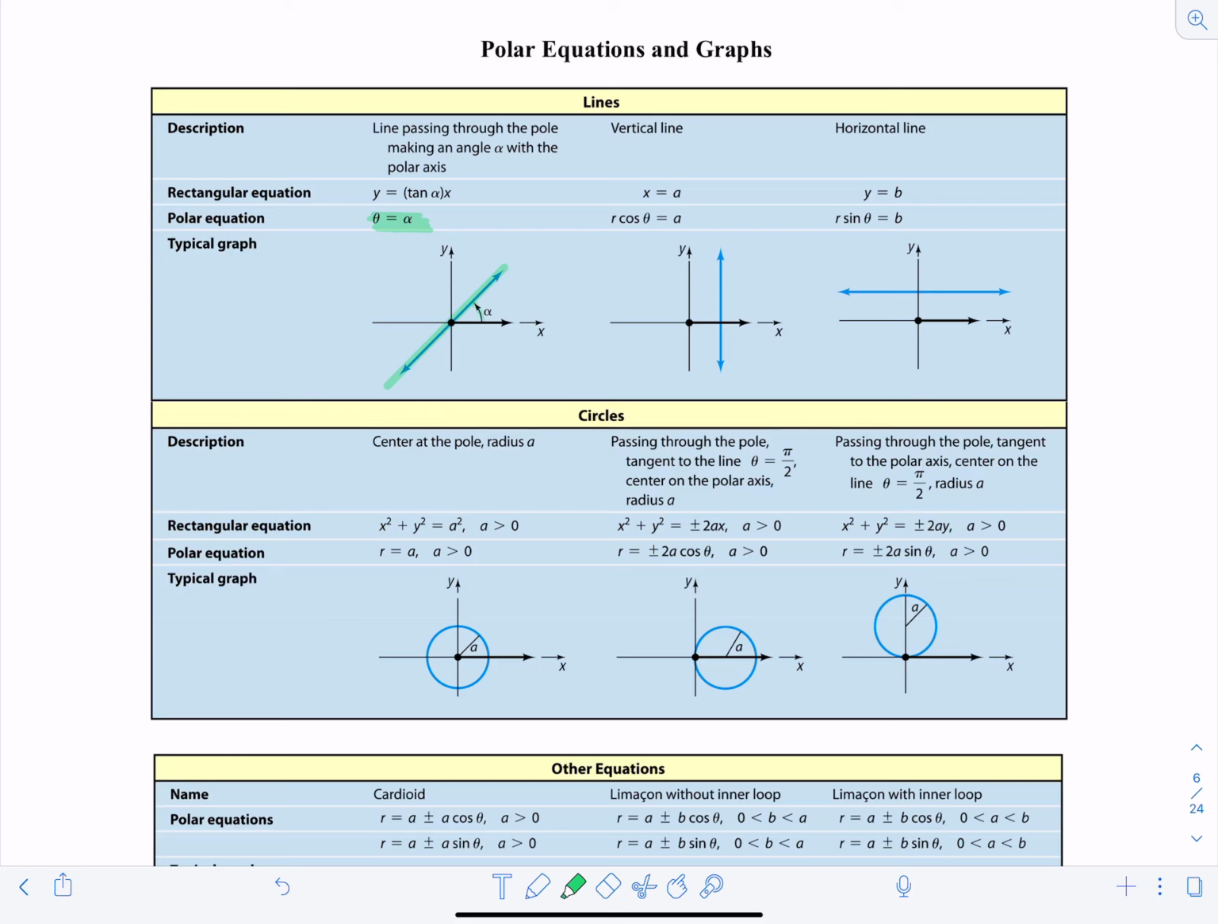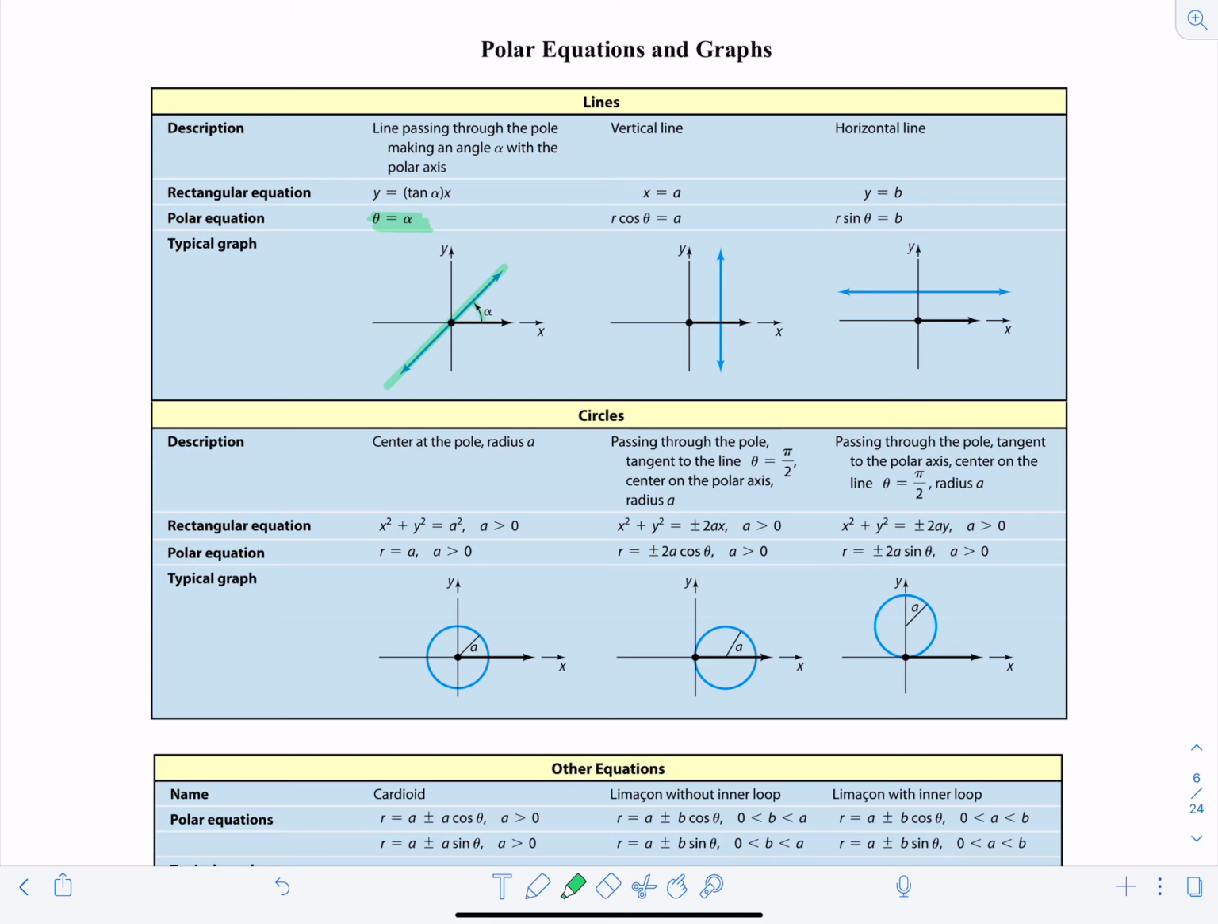Okay, the equation for a vertical line, since we know x is equal to r cosine theta in polar, we would have r cosine theta equals a, that would be a vertical line, and horizontal, r sine theta equals b. Okay, now onto circles.